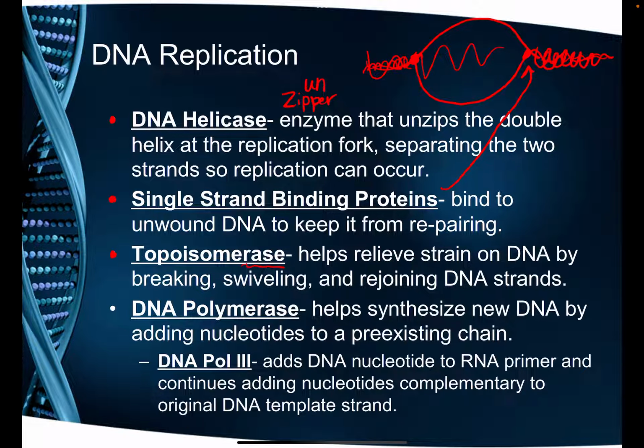And so what topoisomerase does is it actually comes in here and undoes some of the hydrogen bonds between the two strands and unravels it a little bit and then reconnects them back together. In doing that, it helps relieve some of the strain on the DNA. So it breaks that hydrogen bond, it swivels it to unravel it a little bit and loosen up that coil so it's not quite so tight anymore, and then it joins them back together so it's one whole DNA molecule again.